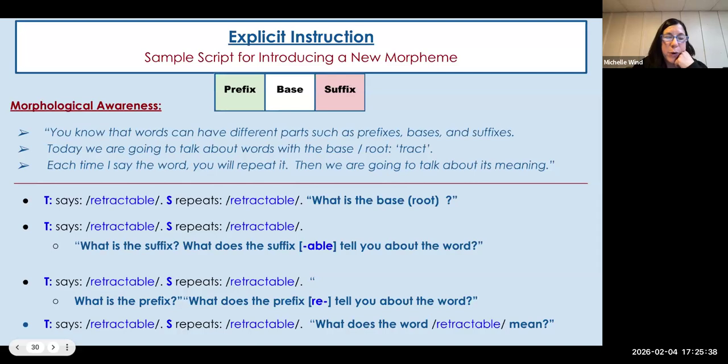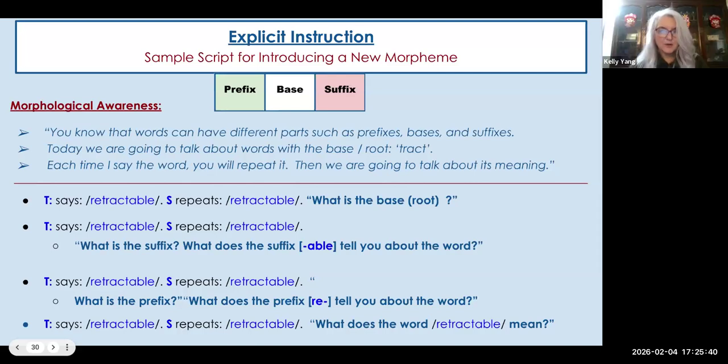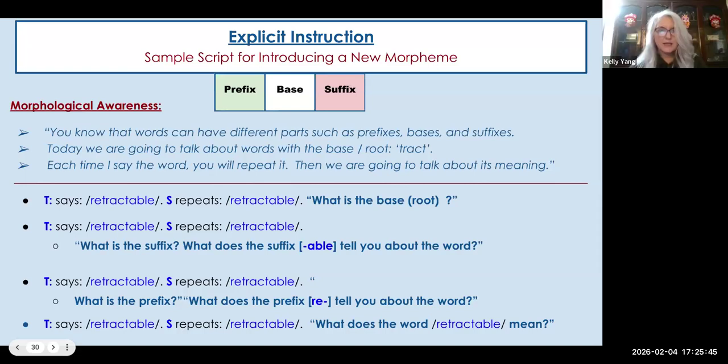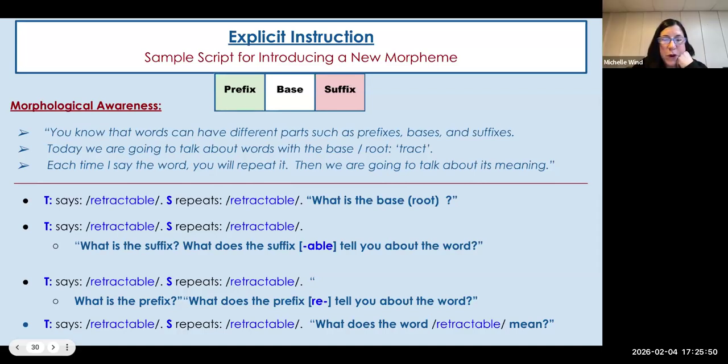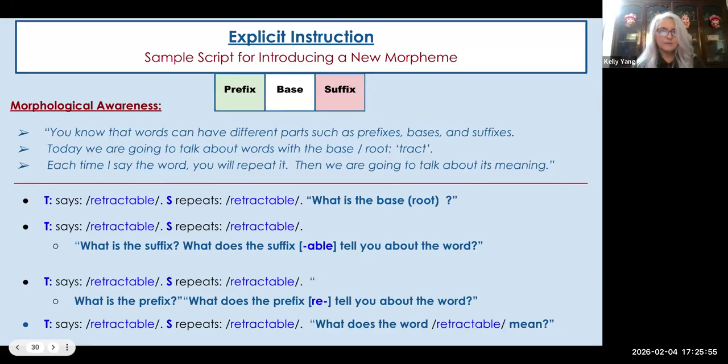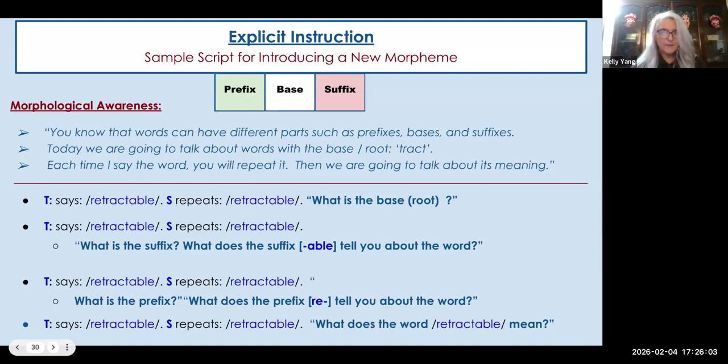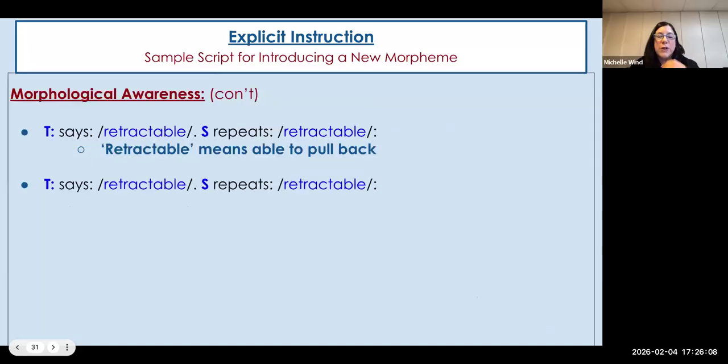So Kelly, say the word retractable. Retractable. What is the base in retractable? TRACT. Good. Say retractable. Retractable. What is the suffix in the word retractable? Able. Good. Say retractable. Retractable. What is the prefix in the word retractable? Re. Good. And what does re mean? Back or again. Good. So then at this point, you want to start incorporating some real life examples in there.